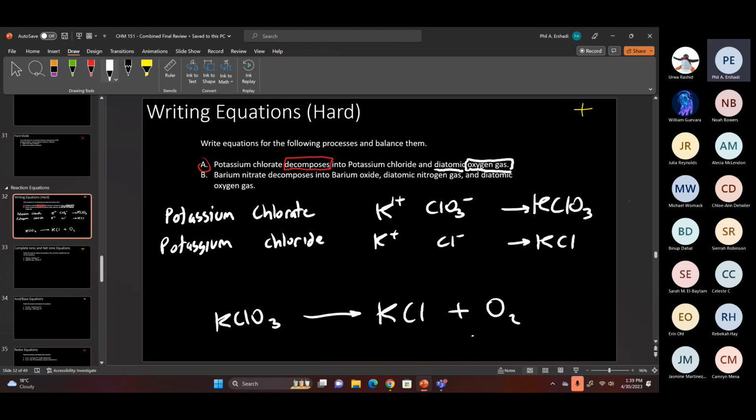Now, let's have a look at this equation I've written. Is this balanced, or do I need to make an adjustment? What do you think?